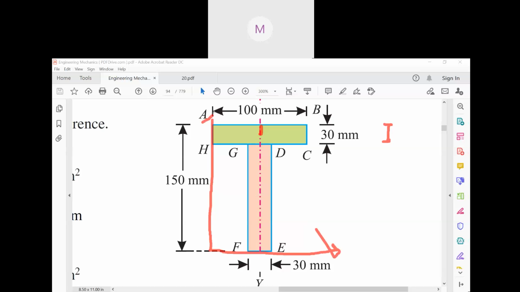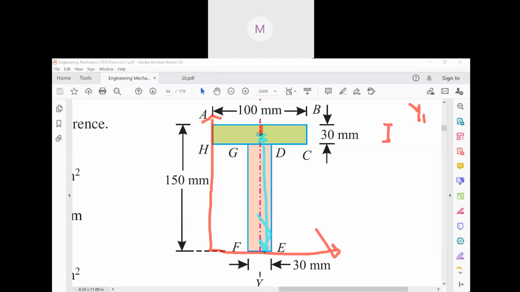Yes or no? I told you this. Now up to here, you have to find out Y1. Y1 means the position of this point. From which one? From here. Did you understand? Okay, got it, sir. Now pay attention.